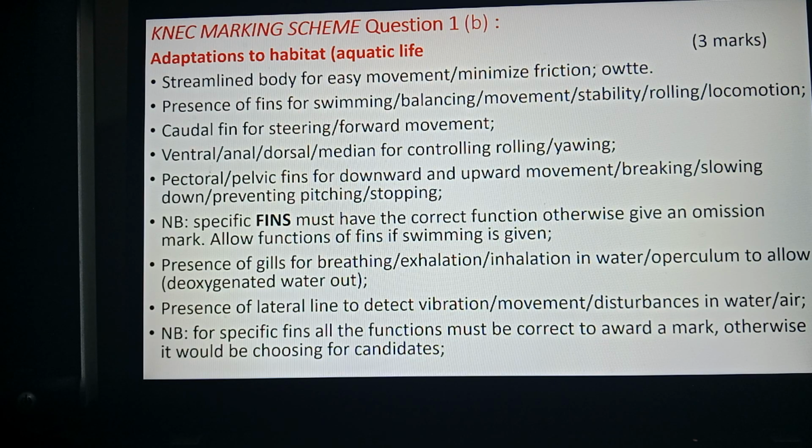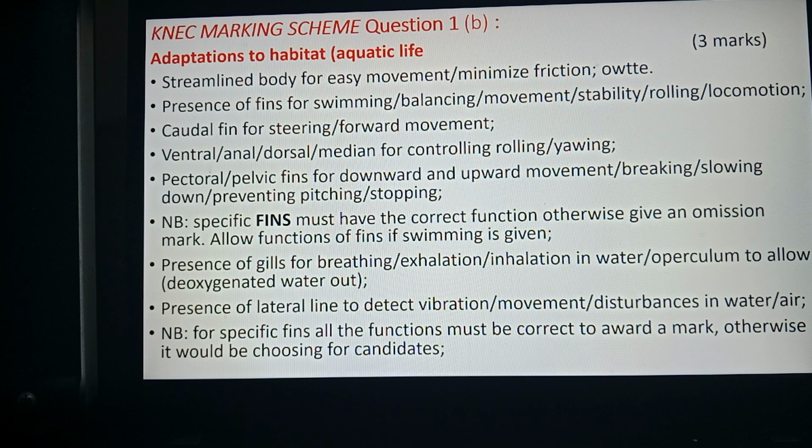Ventral or anal or dorsal or median fins for controlling rolling and yawing. Pectoral or pelvic fins for downward and upward movement or braking or slowing down or preventing pitching or stopping. Note, specific fins must have the correct function, otherwise give an omission mark. Allow functions of fins if swimming is given.